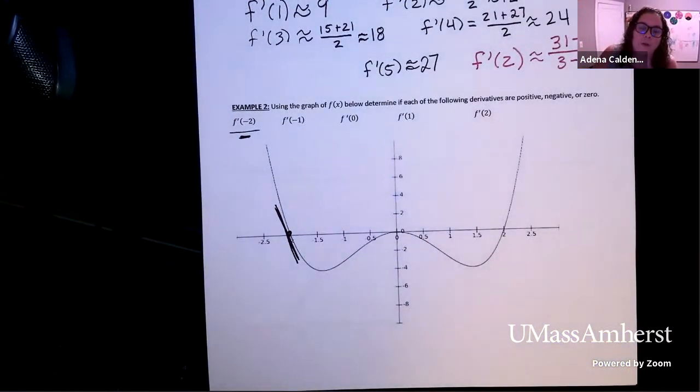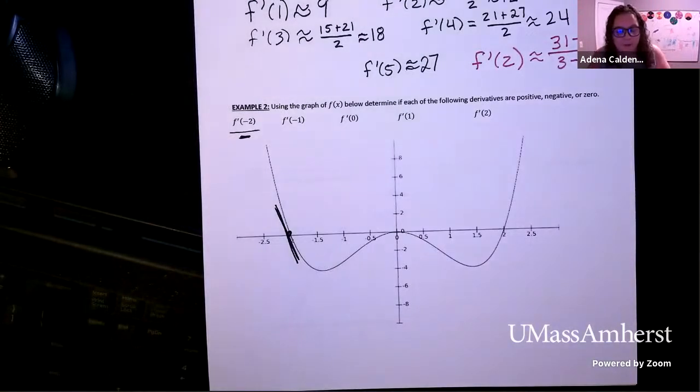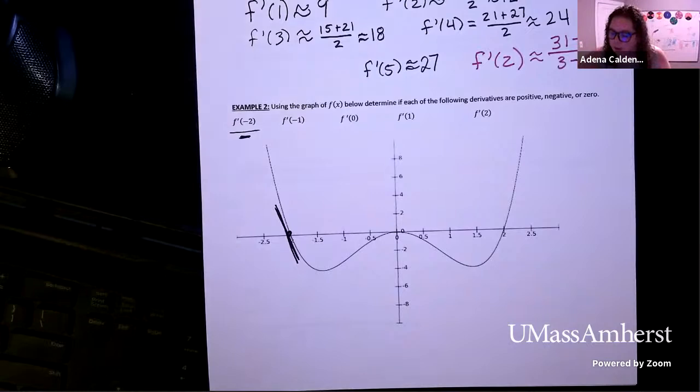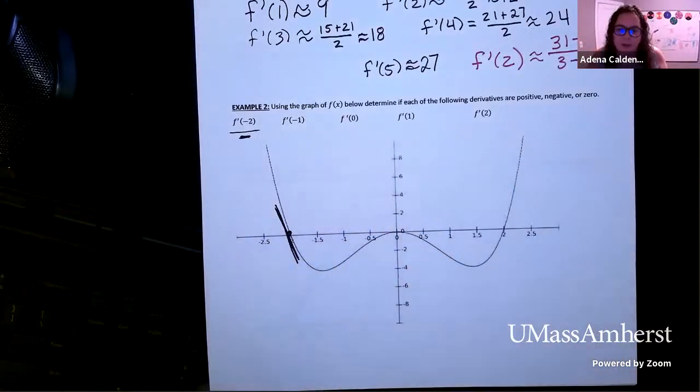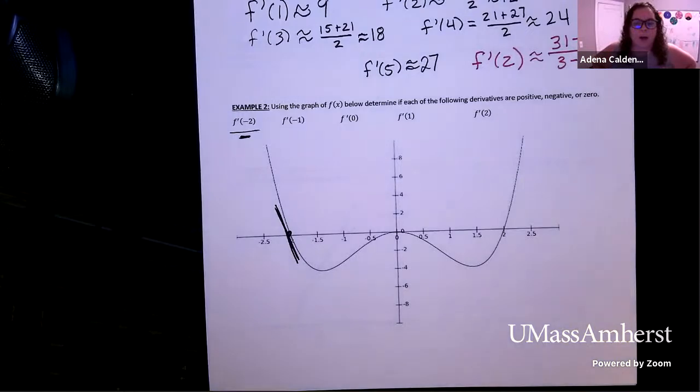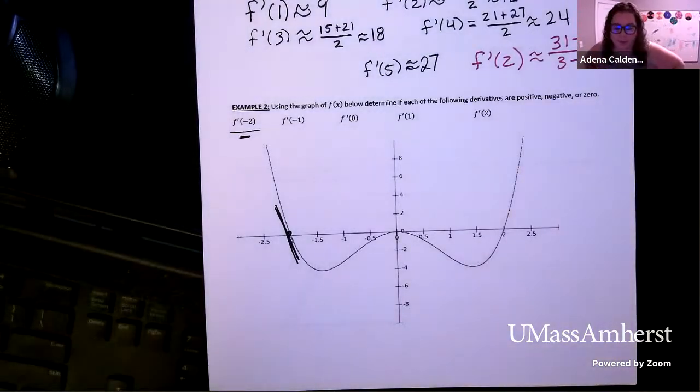So what you want to do for each value is look at the picture, try to picture what you think the tangent line would look like, and then determine if the slope of that tangent line is positive, negative, or 0 at each of these values. Okay, so take 2 minutes, try to look at it. You can sketch it out, whatever you need. But again, just positive, negative, or 0, and then we'll go through it together.